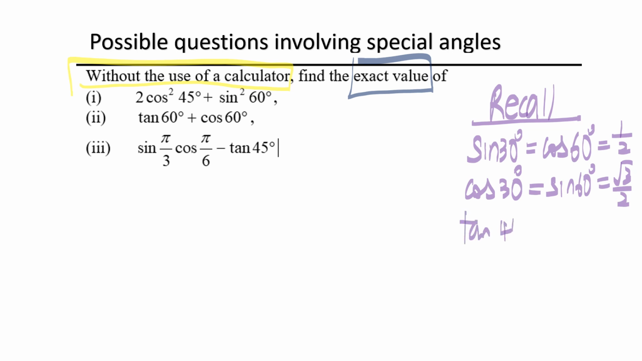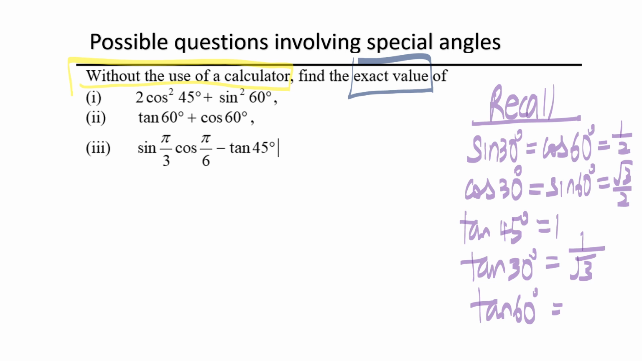Tangent 45 degrees is equal to 1. Right, we also learned that tangent 30 is 1 over square root 3. So tangent 60 will be square root 3. So these are what we've learned so far. Right, so we need to make use of this information. So let's look at part 1.